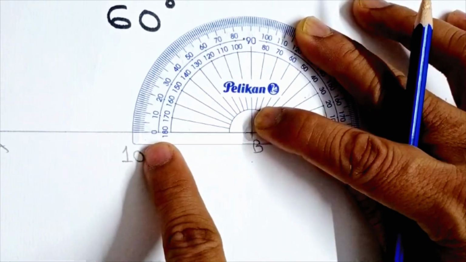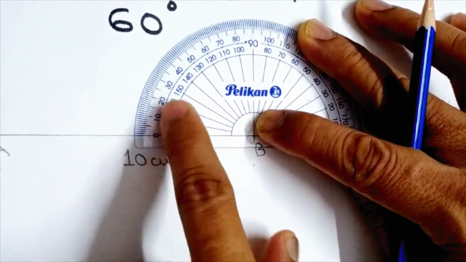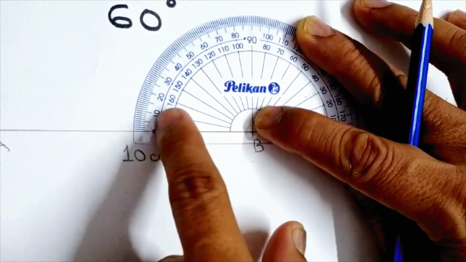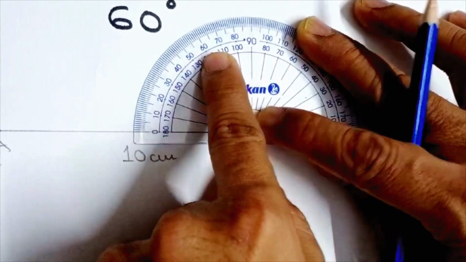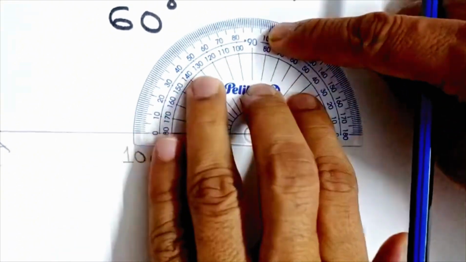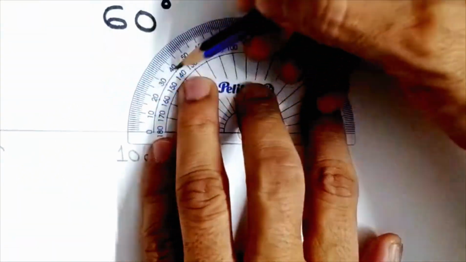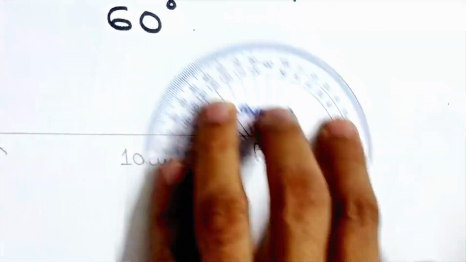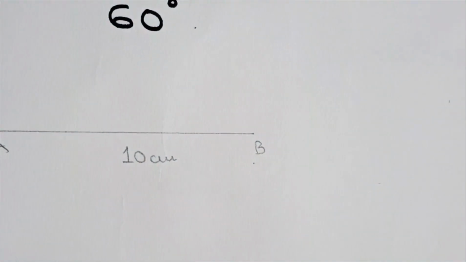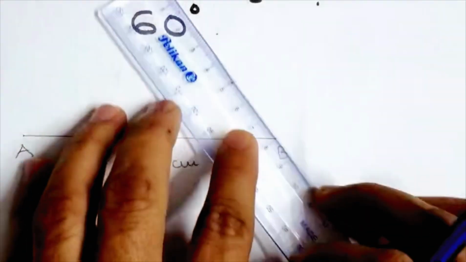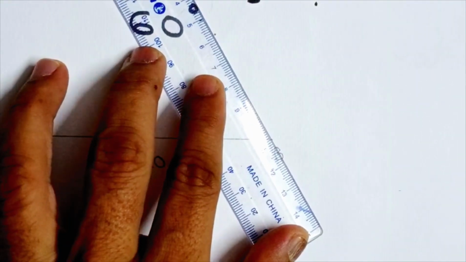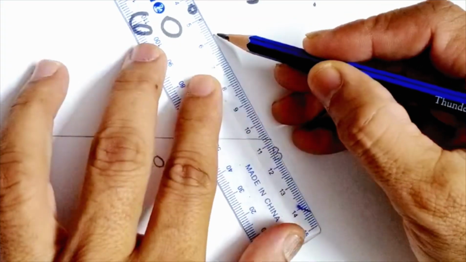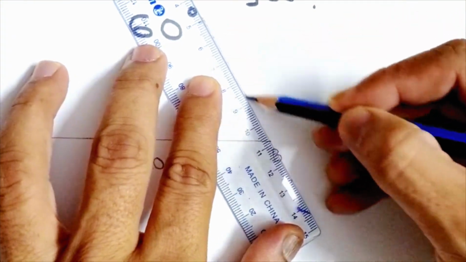Then you have to use its 0, 0, 10, 20. So which scale are we reading? Outer scale. 0, 10, 20, 30, 40, 50 and 60 degrees. So hold your protractor tightly, and on this scale 60 degrees is coming here. Put a dot and remove it. Now student, we have to join these 2 points with a straight line using the scale.